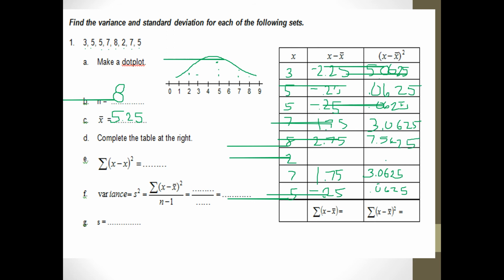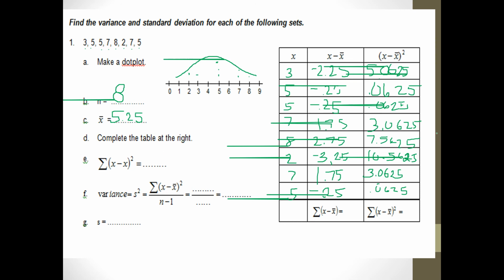7.5625, and we're going to do 2 minus 5.25 is negative 3.25, and I'm going to hit squared, and it's going to give me 10.5625. Oh, that looks like a 1. Okay, hold on a second. Let me try to make that better. There we go, 2. Okay, so we're not done yet.